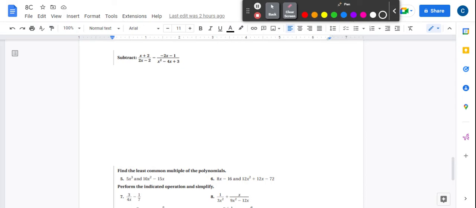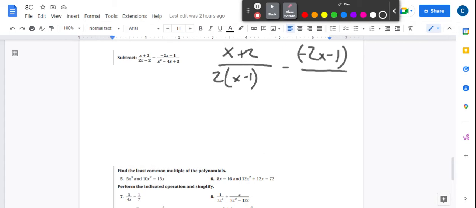So we'll start off by factoring some of the stuff out. Here on the first one, we have x plus 2 over 2 times x minus 1. And on top there, we have minus negative 2x minus 1. Can't factor that out at all. And then we have x squared minus 4x plus 3. So we need two numbers that multiply to 3 and add to negative 4. So that's going to be x minus 3 times x minus 1.